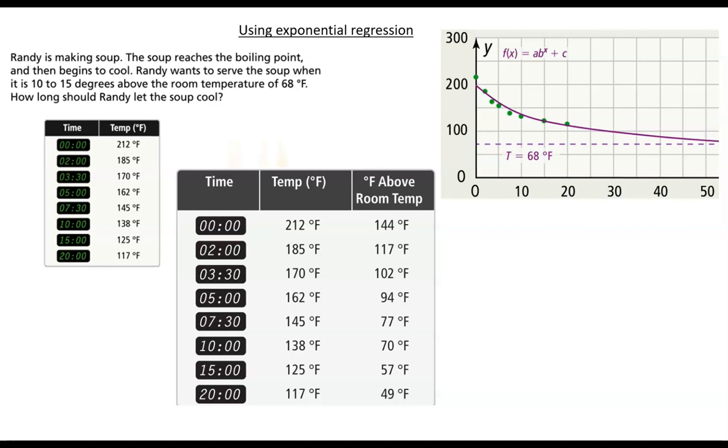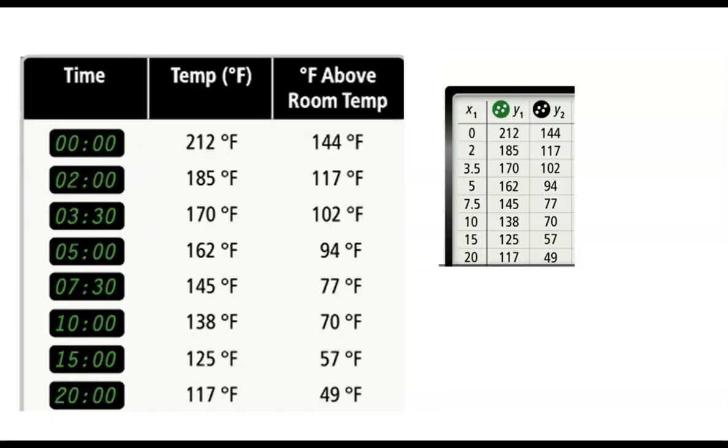So now we need a linear or an exponential regression function. If you have a graphing calculator, you might have that in your graphing calculator. Then you could put in a list. We'd put in list 2, which is our values above 68 degrees. And of course, list 1 is our times.